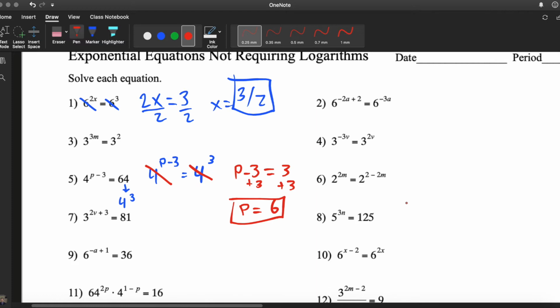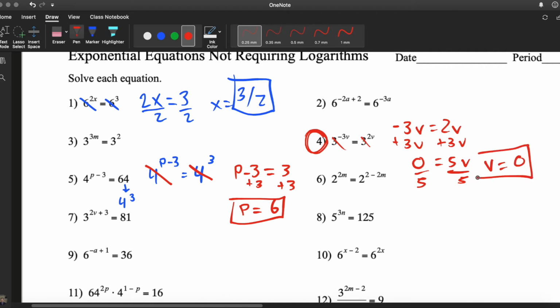There we go. People are also having a lot of trouble with number 4. Okay, so let me explain it. You cancel out the 3's. You get negative 3v is equal to 2v. Okay? And when you add 3v to both sides, you get 0 is equal to 5v. Well, when you divide by 5, what's 0 divided by 5? That's just 0. So v is equal to 0. Your answer can be 0, so don't freak out if that's one of your answers. Just roll with it, make sure you did everything correctly.